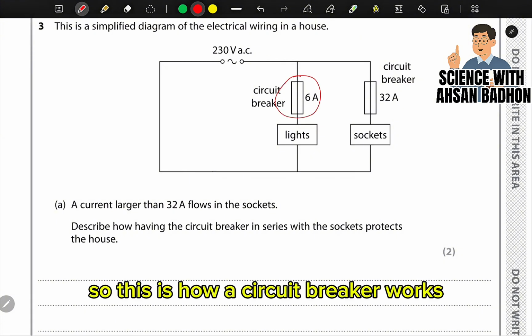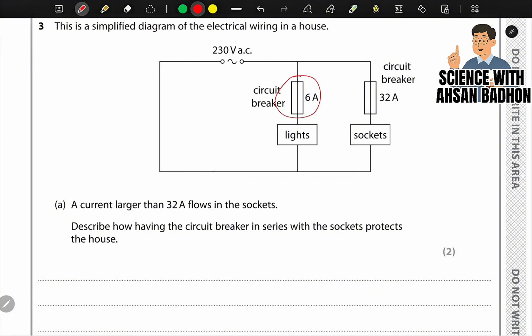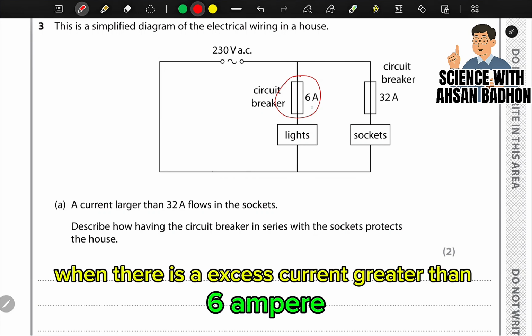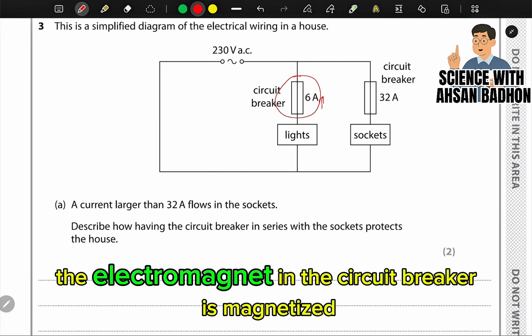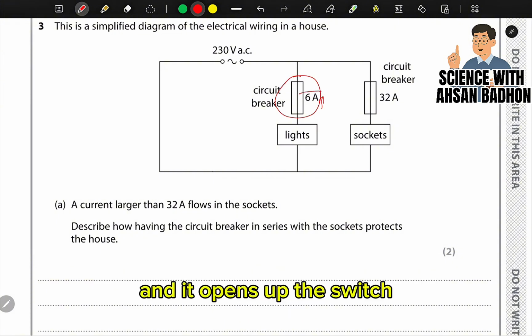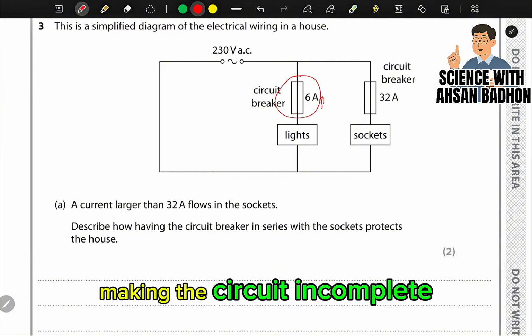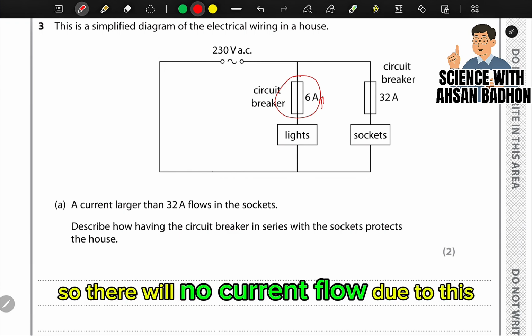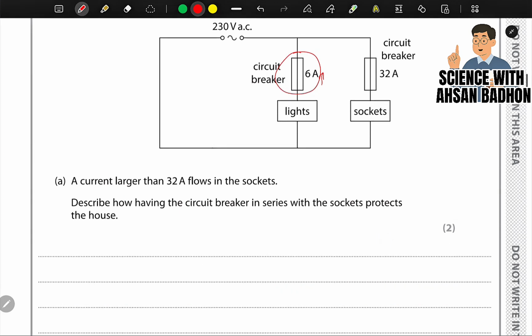Okay, so this is how a circuit breaker works. When there is an excess current greater than 6 ampere, the electromagnet in the circuit breaker is magnetized and it opens up the switch, making the circuit incomplete. So there will be no current flow due to this.